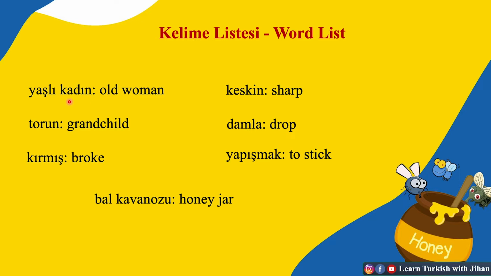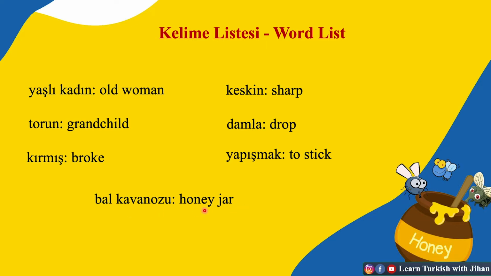Yaşlı kadın, yaşlı kadın means old woman. So kadın is woman and yaşlı is old. Torun, torun, grandchild. Kırmış, kırmış, broke. Keskin, keskin is sharp. Damla, damla is drop. Yapışmak, to stick. Yapışmak. And bal kavanozu, honey jar, as we explained this one before.